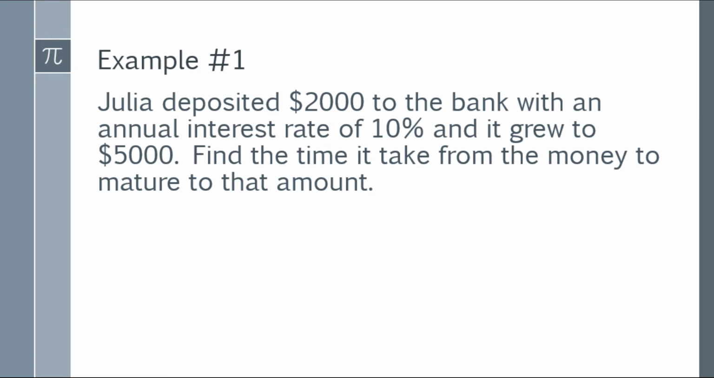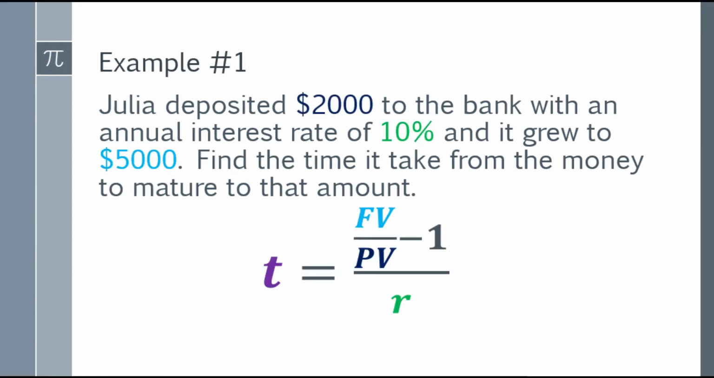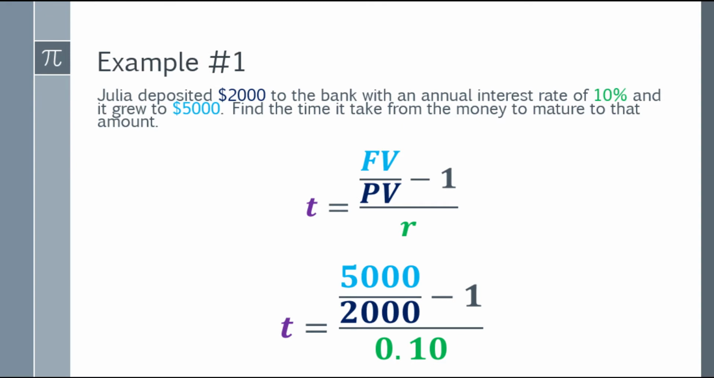Okay, so let's start with the first example. Julia deposited $2,000 to the bank with an annual interest rate of 10% and it grew to $5,000. Find the time it takes for the money to mature to that amount. So first step natin, lagay natin yung formula. And next one, we can now substitute it.